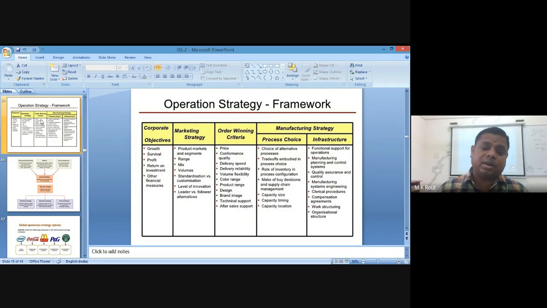The next is, in case of infrastructure, manufacturing planning and control systems are included. And in case of your infrastructure, the layout is very much important as far as your manufacturing planning is concerned. The next is quality assurance and control. The next is manufacturing system engineering. Then clerical procedure is there for documentation. Then compensation agreement is there.